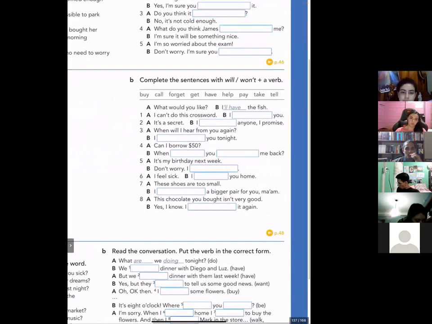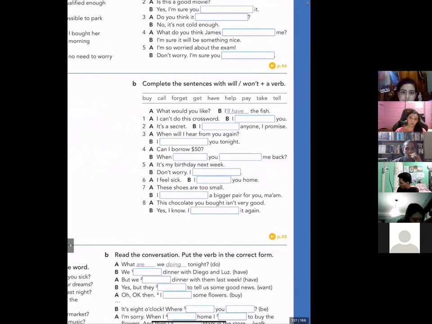Okay, guys, any doubt up to now in regards to this? No. Everything is very clear? Yes, teacher. Okay, awesome. Let's go ahead and move to the second exercise from 6B. Okay, complete the sentences with will or won't plus a verb.